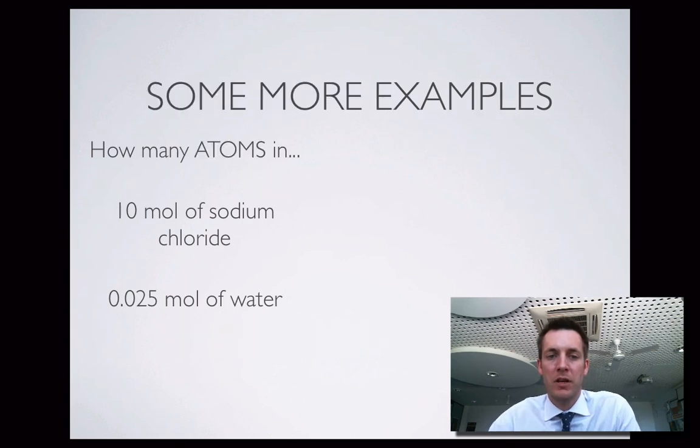Moving on here, how many atoms are there? Now this seems like a similar question, except we need to be a little bit careful here. From our knowledge of ionic compounds and the covalent compounds as well, we should be able to figure out that the formula of sodium chloride is NaCl. The formula of water is H2O. This is now not asking us how many particles there are in 10 moles of this thing. So there's 10 times 6.022 times 10 to the 23 sodium chloride particles in 10 moles of sodium chloride.